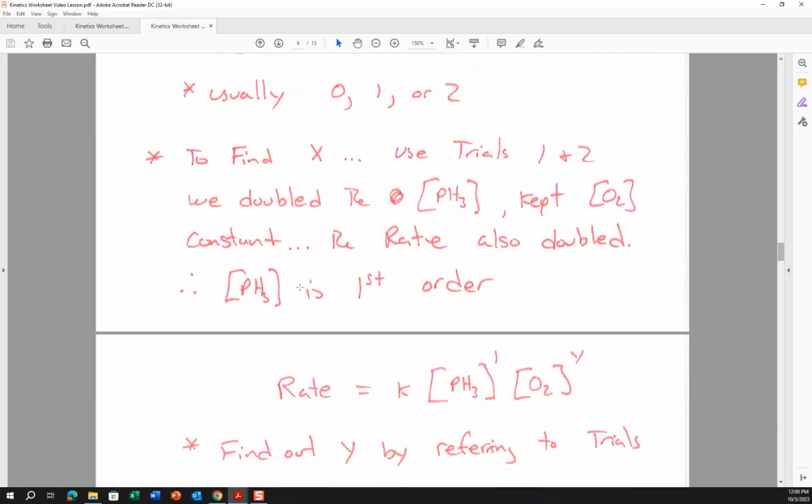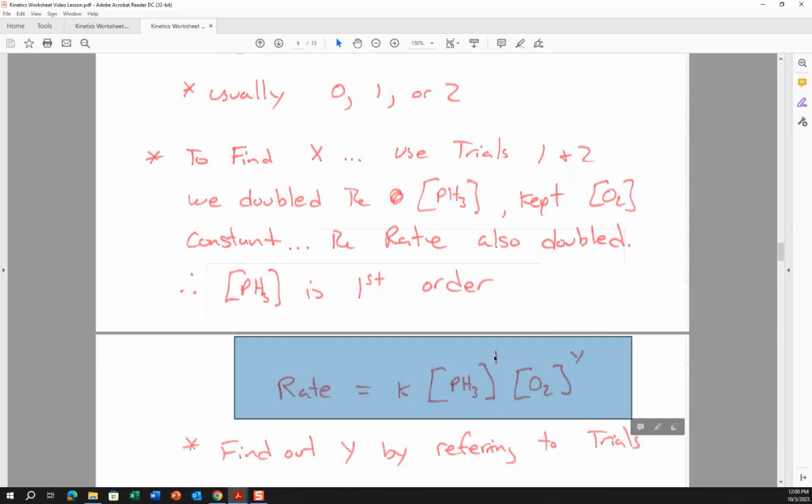Okay? So we just figured out, looking at trials 1 and 2, we doubled the concentration of pH3, we kept the concentration of O2 constant, and we noticed that the rate also doubled. So that means pH3 is first order. So we have our rate equation, and it looks like this. I know that. Now all we have to do is, again, using the data table, figure out O2's reactant order.